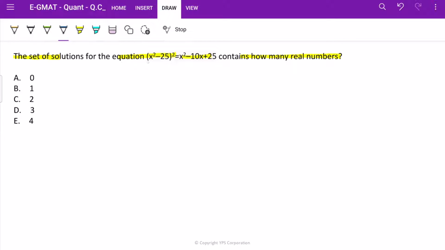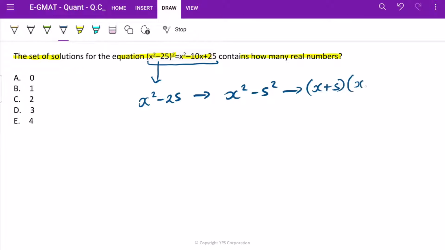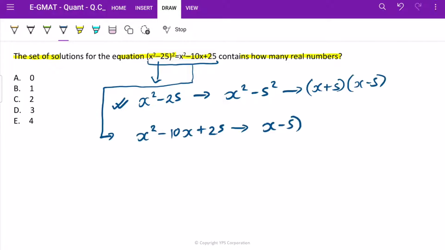Now whenever you see this type of equation, the basic algebraic identities should hit your mind, and that comes with practice and a bit of attention to detail. So if you are able to see this, x square minus 25 could be easily written as x square minus 5 square, that is nothing but x plus 5 into x minus 5. Right? Now similarly, if you see this part of the equation, x square minus 10x plus 25, this can be written as x minus 5 the whole square.